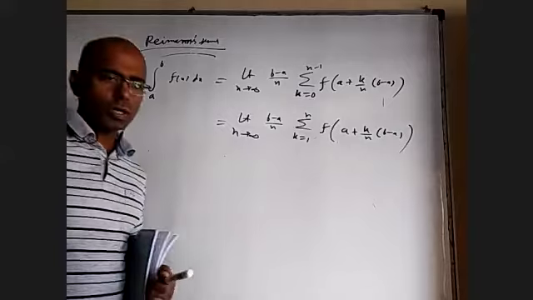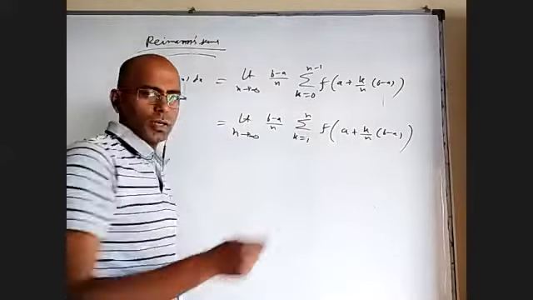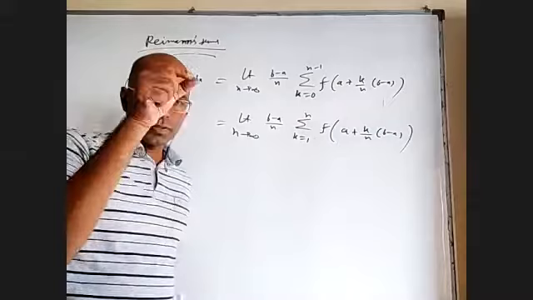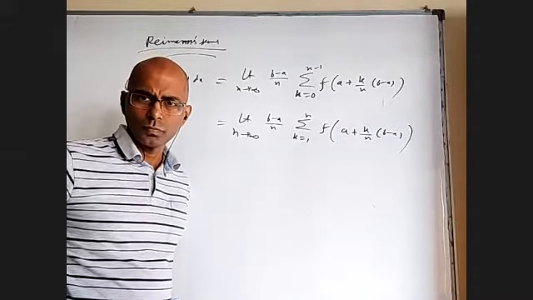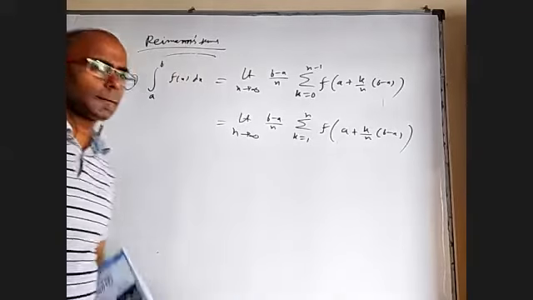Okay, everybody understood how, when you open this sigma, you will get many terms. Each of them is the area of a different strip. Is that point clear to everyone?